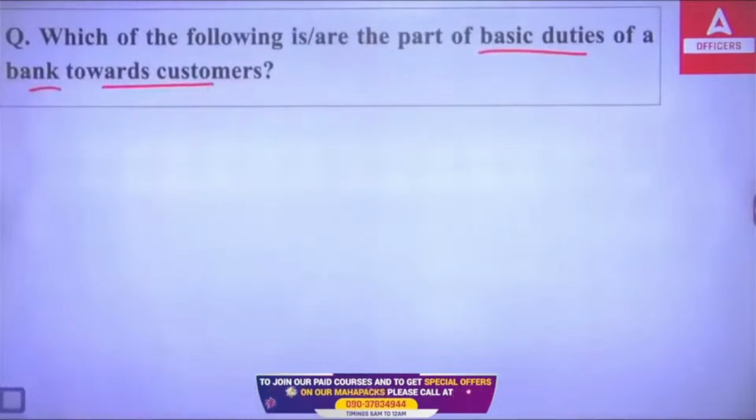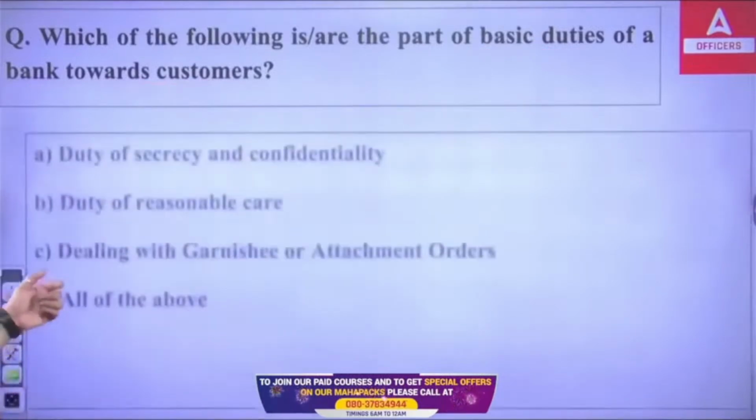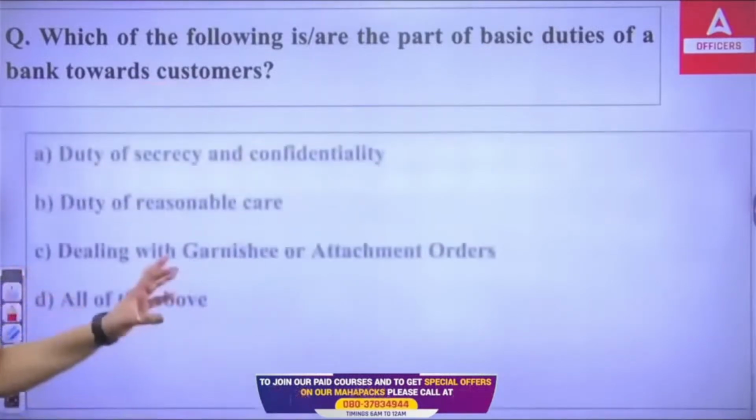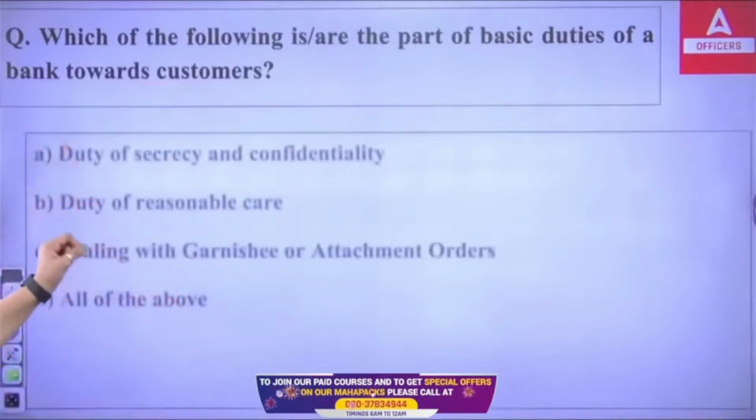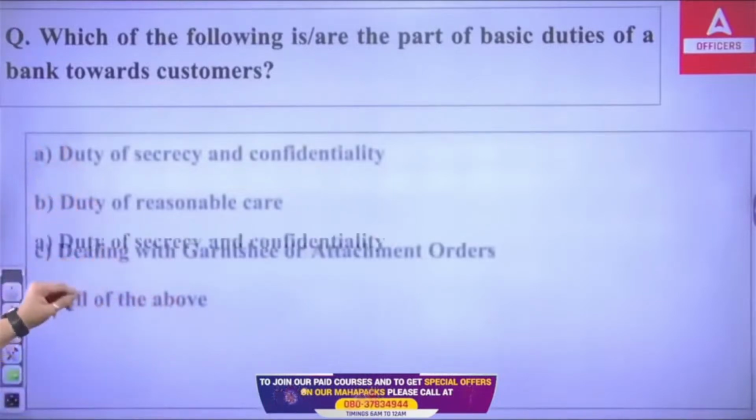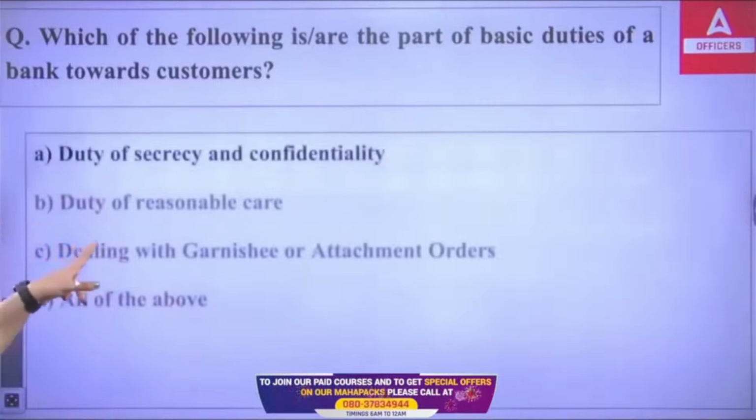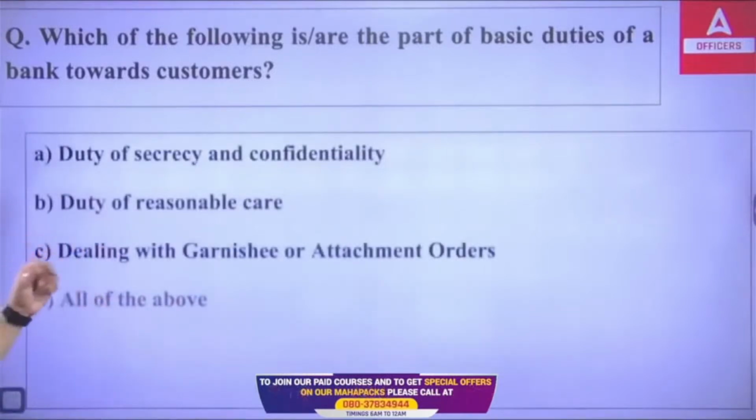So which of the following are the part of basic duties of a bank towards the customer? Banks have certain duties, certain responsibilities toward the customer. Out of these four, which of the following is the duty of a bank? First, duty of secrecy and confidentiality. Second, duty of reasonable care. Third, dealing with garnishee or attachment order. Fourth, all of the above.